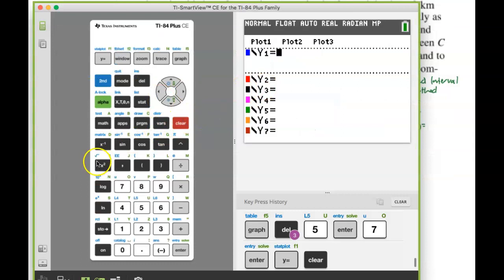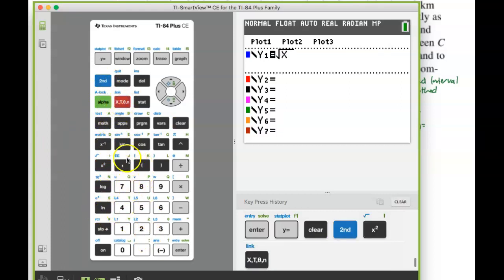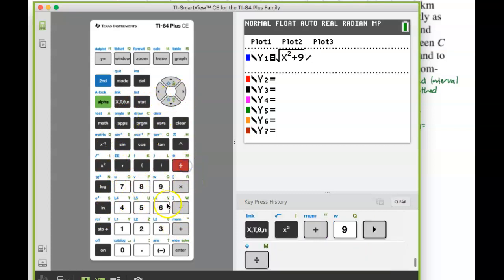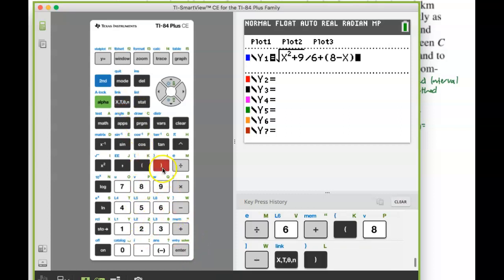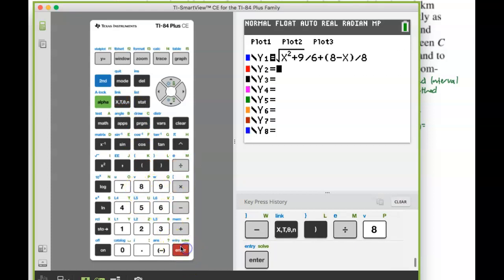Which is kind of nasty, but that's okay. Our time function is square root x squared plus 9 and get out of the square root divided by 6 plus 8 minus x over 8. So open parentheses 8 minus x over 8. All right, and as long as you've got that properly entered, we can now go to our table.